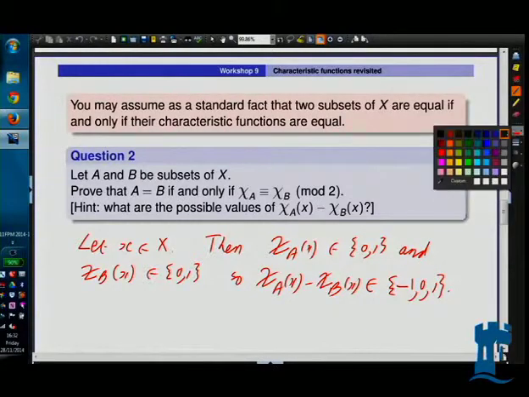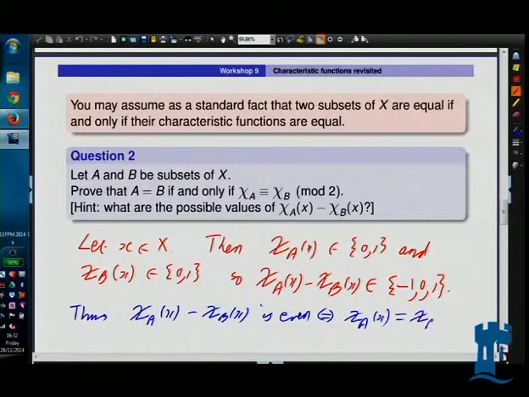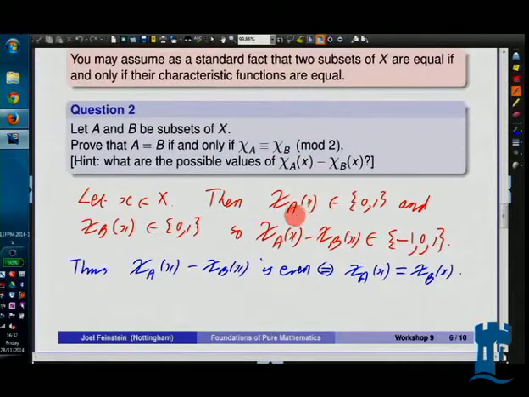So, as a result, chi_A of x minus chi_B of x is even if and only if chi_A of x equals chi_B of x. This is not true for general integers. For a general integer, if they're equal, then they're equal mod 2. But for things of the form characteristic function minus characteristic function, in other words, for things in minus 1, 0 and 1, that's even if and only if it's naught. So that's a special case.